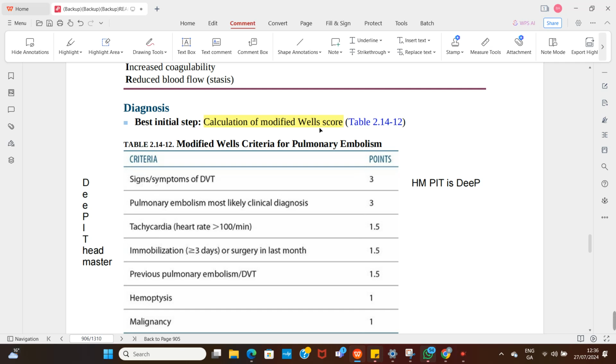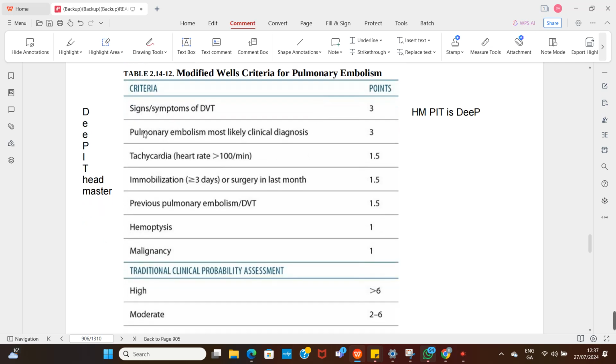So always remember, once you are suspecting PE, what you want to do is calculate your modified Wells score. I say to myself every time, Babs, calculate your modified Wells score. Very, very important. Don't fall into the trap. Calculate it first. And what are the parameters you are looking out for?